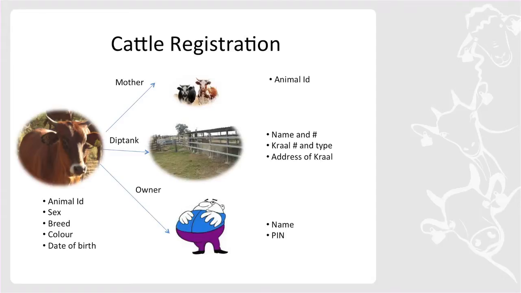We register its ID, which is the tag number, of course, its sex, its breed, its color, date of birth, date of registration, and then we link it to its mother, and then we link it to the diptank area where it belongs to. The krauls and the kraul types is just how we register the owners. We then link it also to the owner.